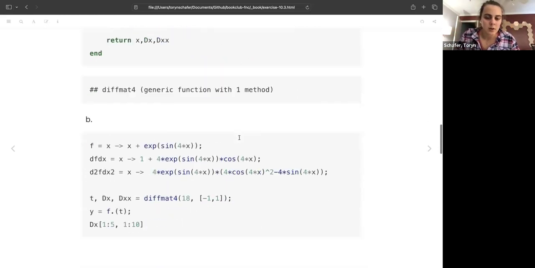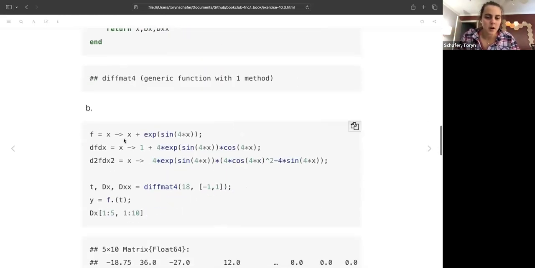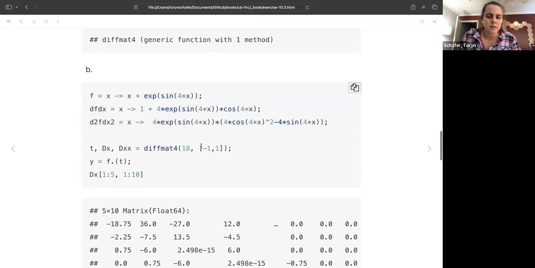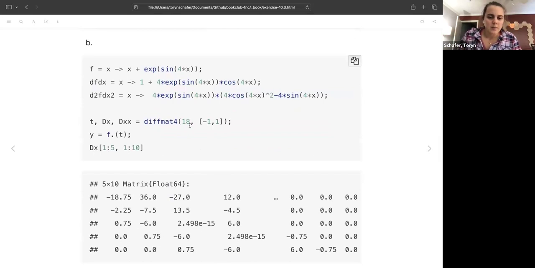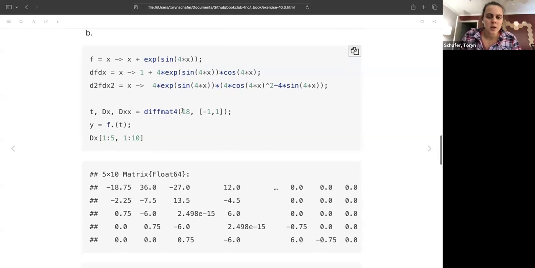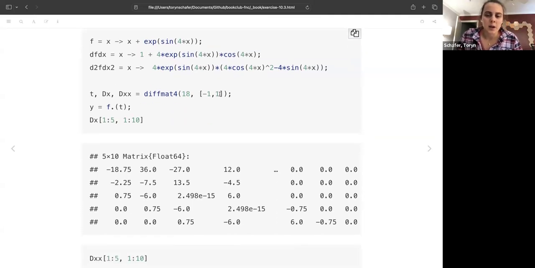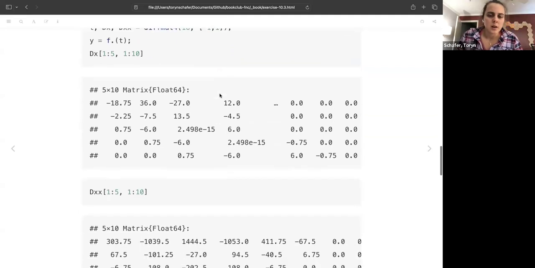Okay, so we can look at it for this example. This is just illustrating the approximation for this function. We have the function, the true first and second derivatives. And this says I want fourth order differentiation with N is 18, so there are 19 nodes. And x will be spanned from minus 1 to 1.